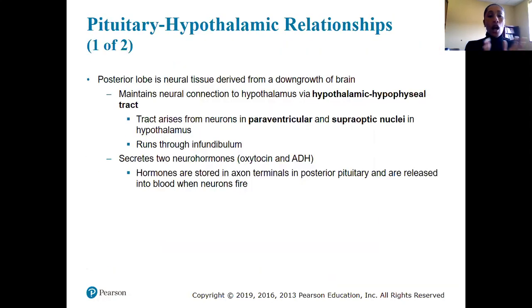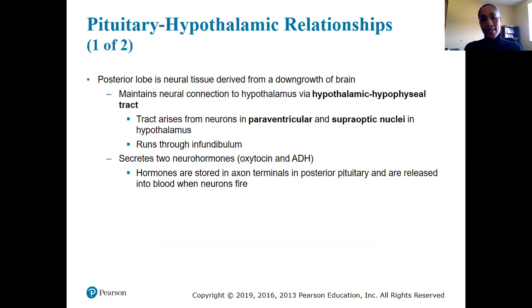Okay, great. Oh, no, I did miss something. The posterior lobe is technically not an endocrine gland, and the reason why is because the posterior lobe of the pituitary gland does not secrete hormones. By definition, if I am an endocrine organ, I'm synthesizing and secreting hormones. So let me repeat that. The posterior lobe does not synthesize hormones.